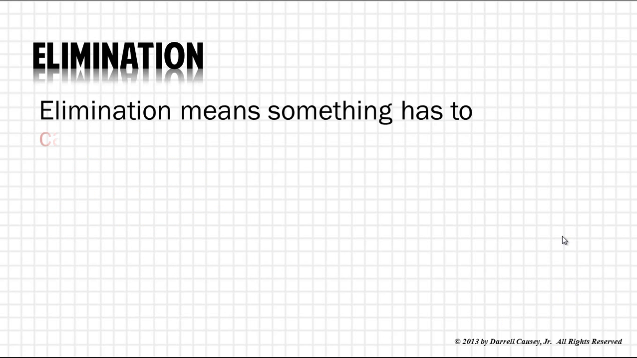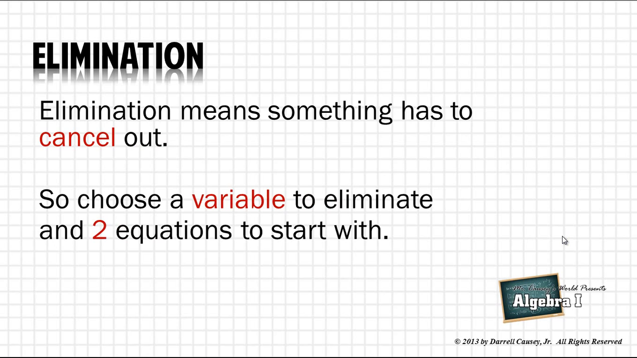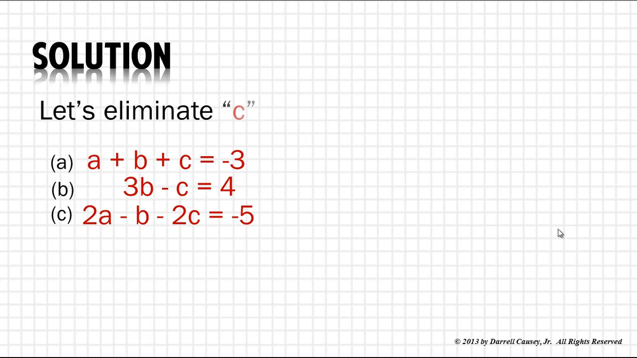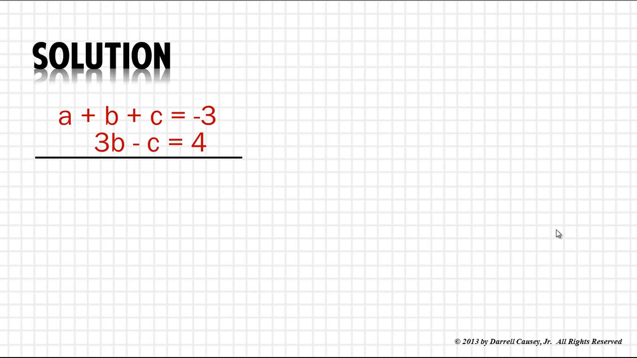Now, elimination means something has to cancel out. So choose a variable to eliminate, and then choose two equations to start with. Let's eliminate C, and let's choose those two equations. Let's use equation A and B. So there's equations A and B, and let's add these two together. Now, the reason I can just add these two together is notice that C is positive in A and negative in B. And when I add them together, they're going to cancel out. And that's what we want, elimination.